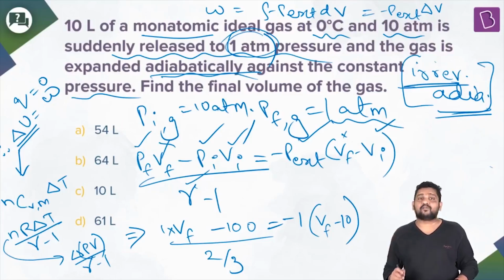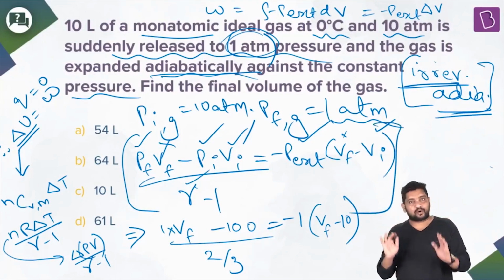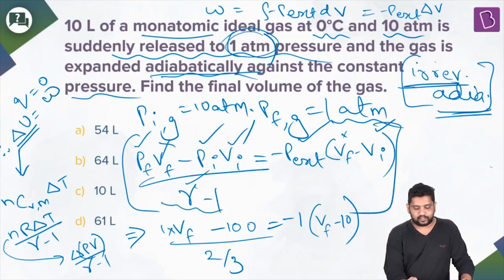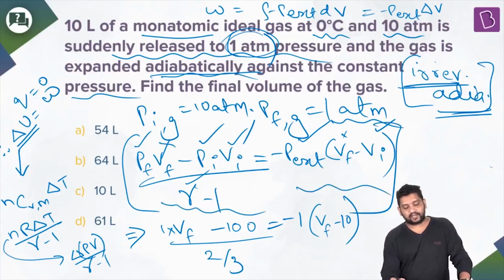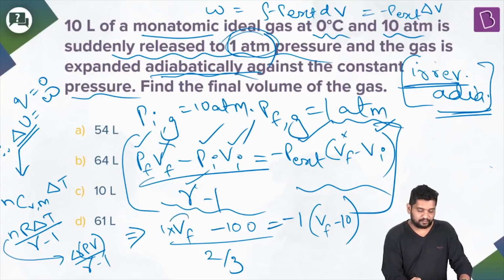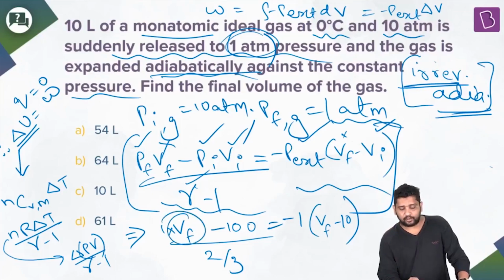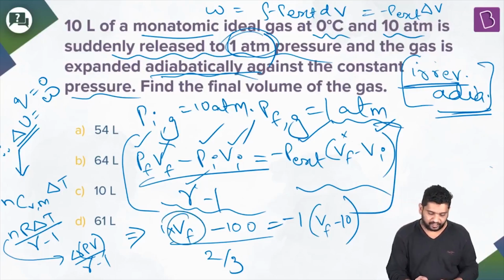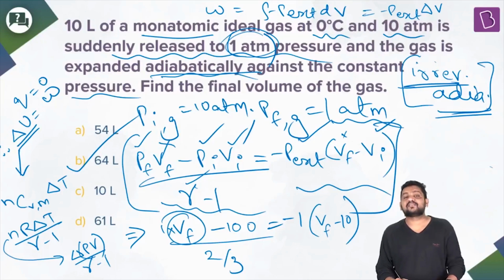So whenever we have irreversible, just remember this. Delta U equal to W. This is what we are basically writing. Delta U is delta of PV divided by gamma minus 1, and work done is minus P external into V final minus V initial. Equate these two and find out what is missing. So here V final was missing, everything else was known. And of course, we got the final answer to be B option, 64 liters.